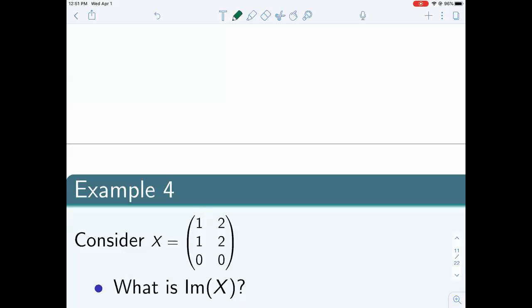Describe what the image of X is. I'll give you maybe a minute. Think about this and tell me what the image of X is, or the column space of X is. Can you describe it? And while you think, I'll try to fix my Zoom.